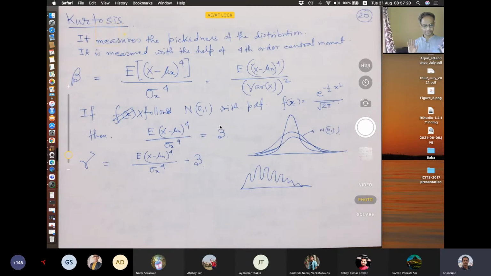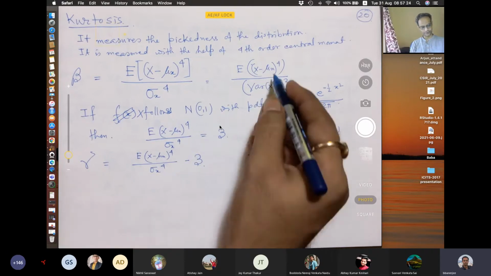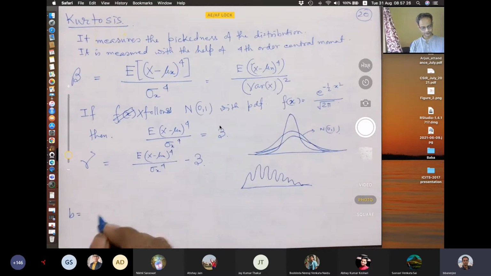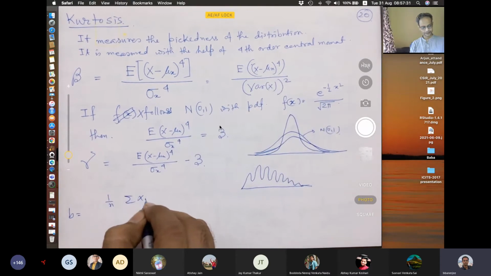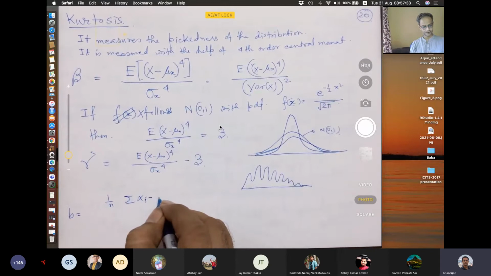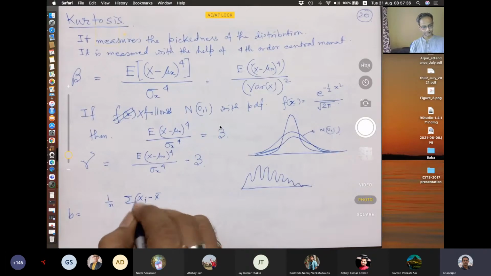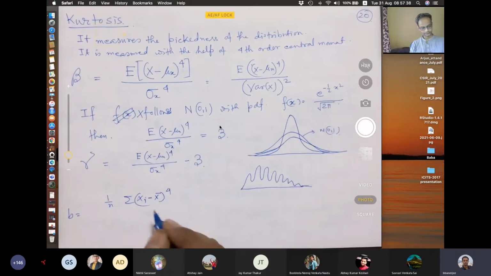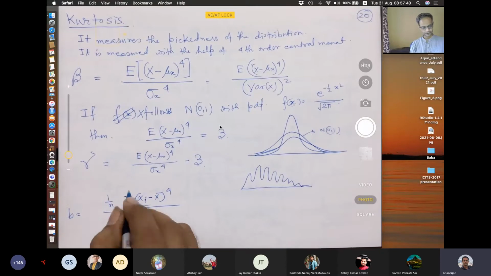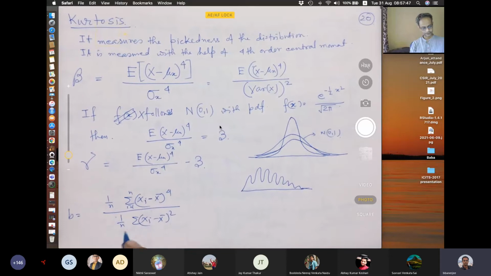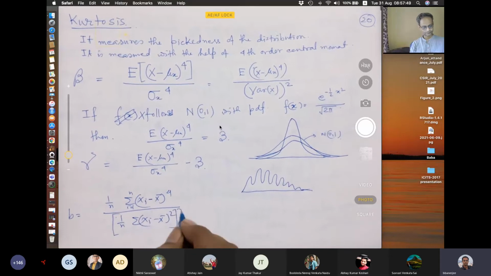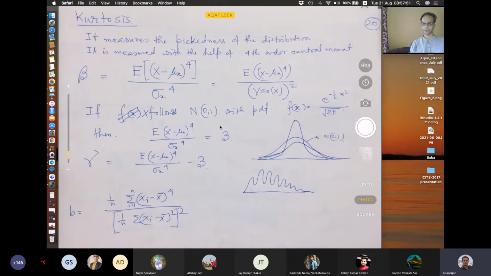Okay, so for all the measurements, I hope you can understand what you need to do for the data version: 1 by n sum over (xi minus x bar) whole to the power 4, i running from 1 to n, divided by 1 by n sum over (xi minus x bar) whole square. So this is the data counterpart.